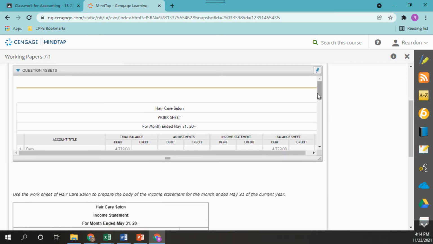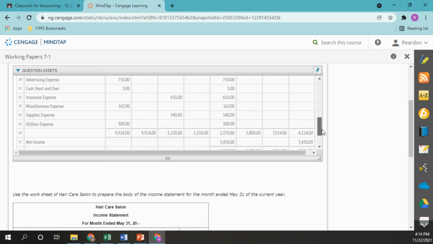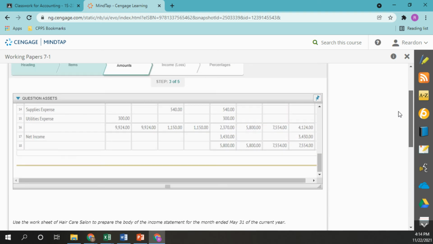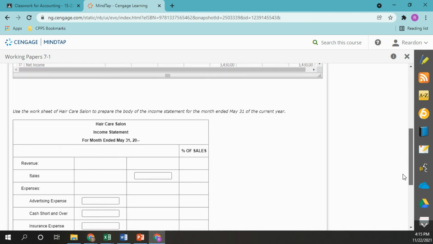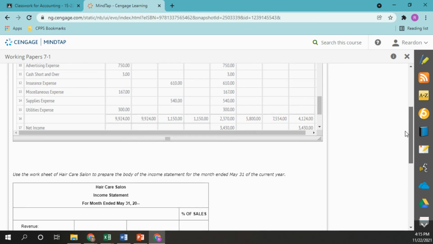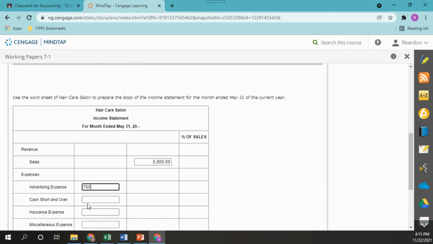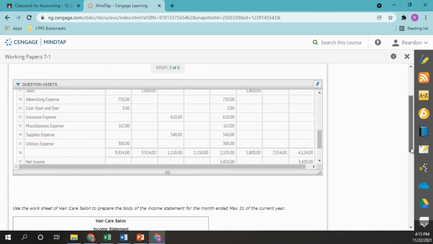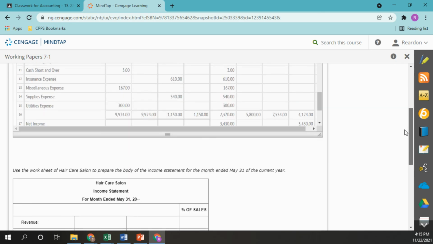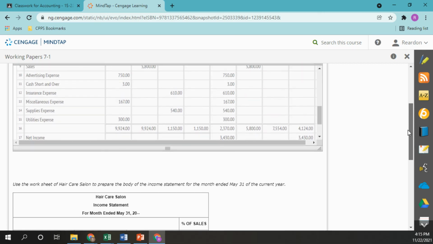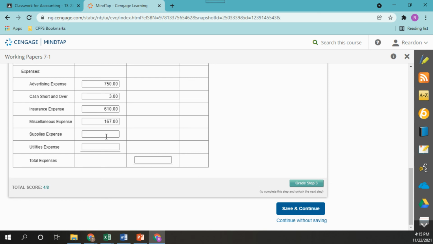Income statement analysis. Here is our worksheet that we prepared, and we're going to use that information to derive our income statement. So we're going to come down here. Sales was 5,800. Advertising expense, I might pick these off in pairs. 750. Cash short and over 3. 610 and 167. That's insurance expense. Miscellaneous. And 540 for supplies, 300 for utilities.